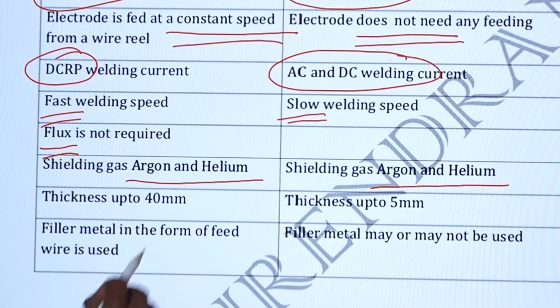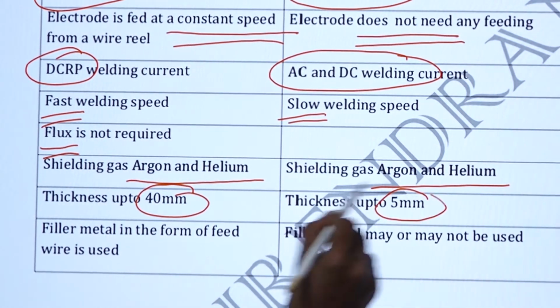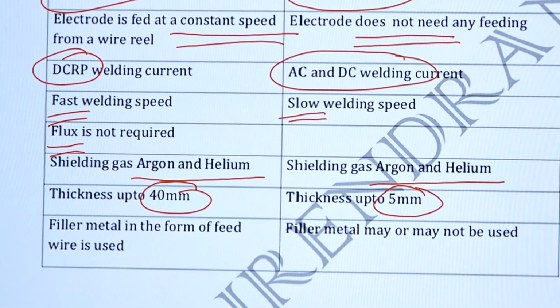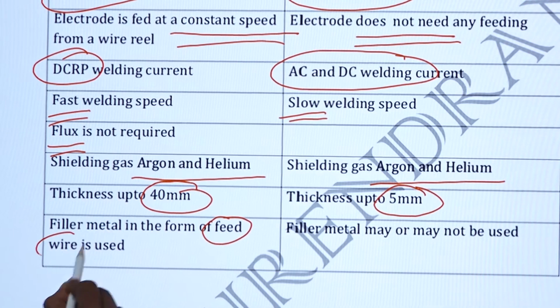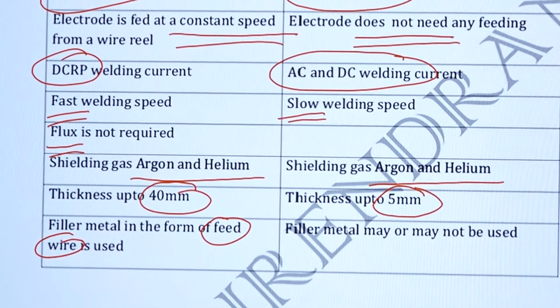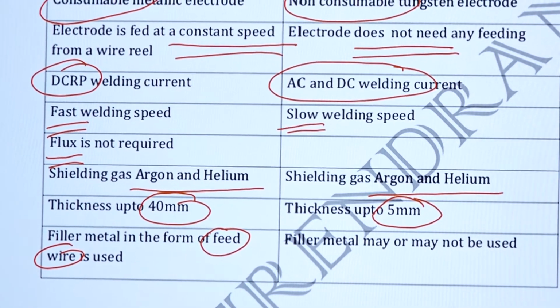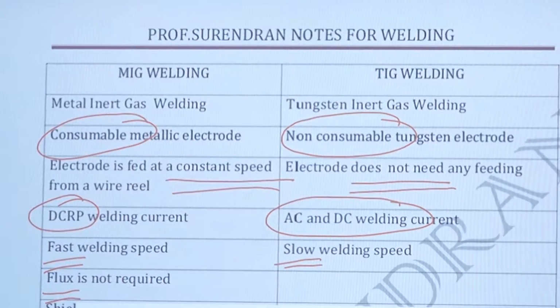In MIG welding, it can be done for 40 mm. In TIG welding, it is lesser, 5 mm. Filler metal is in the form of feed wire. Here, filler metal may or may not be used. So, this is the major difference between TIG and MIG welding.